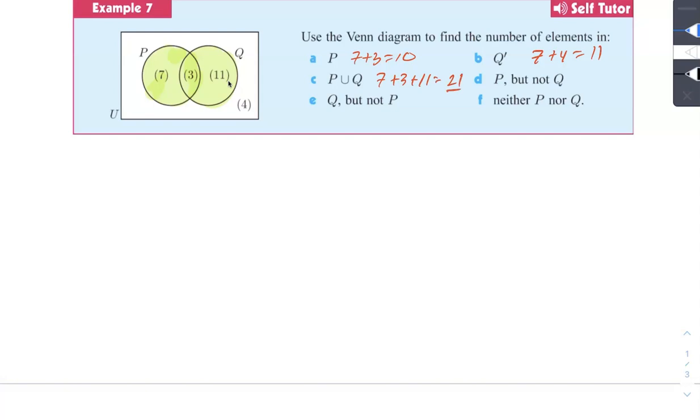Which would be 21. Next one, P but not Q. So this is where it gets a little tough, right? You want P, but you don't want any part of Q. So that should just be the 7 right here. This is P, not Q, right? I want P, but I don't want any part of Q. So you don't do the intersection part, so it's just that part.